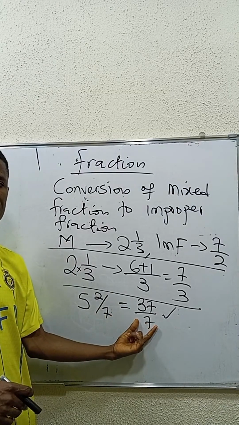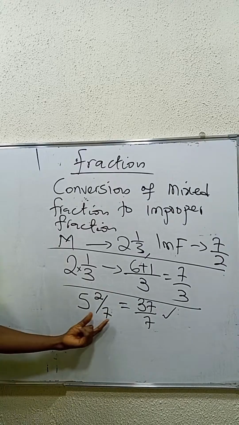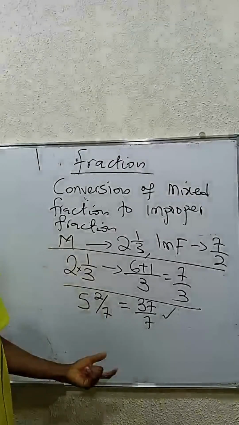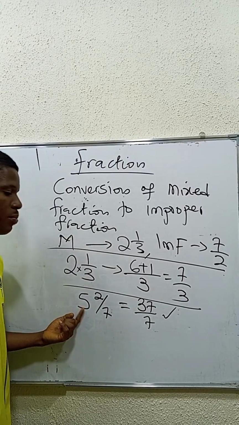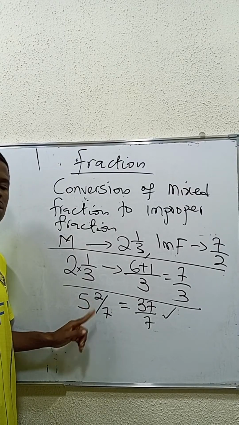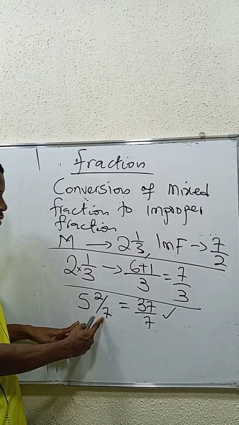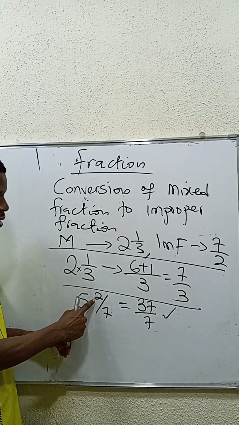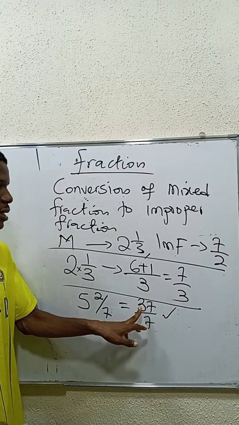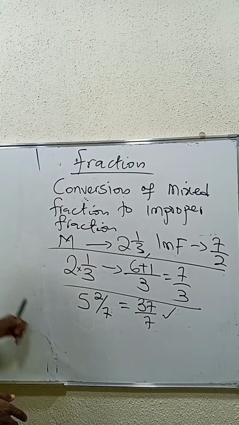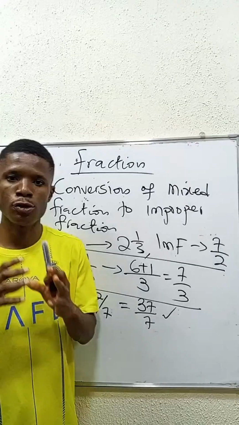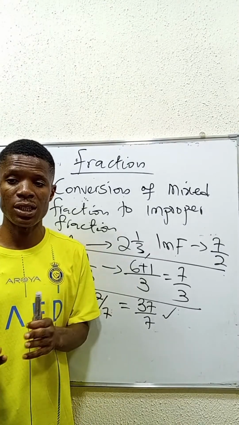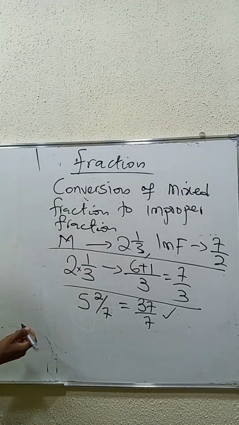to an improper fraction, all you got to do is to multiply the denominator of the fraction, 7, to the whole. After multiplying, you add the numerator. So here we did 7 times 5 is 35. 35 plus 2 is 37. We have 37 over 7. Okay? Remember, the denominator is expected to be kept constant. You don't need to change it. Okay? So let's look at the next one.